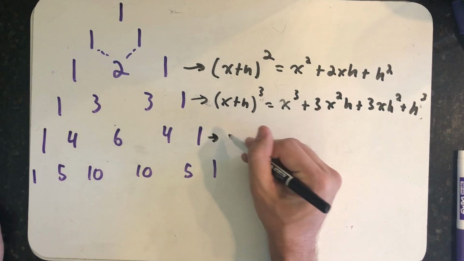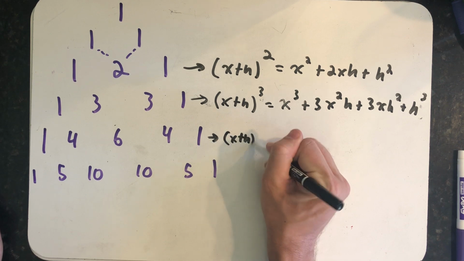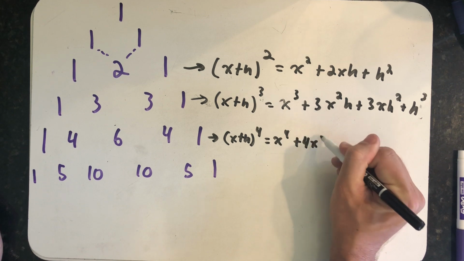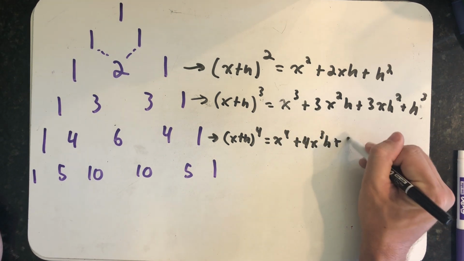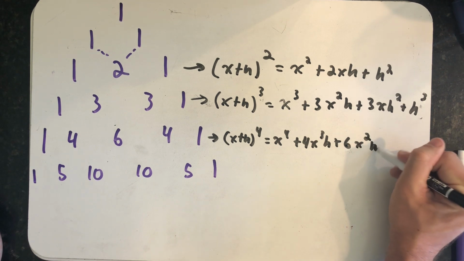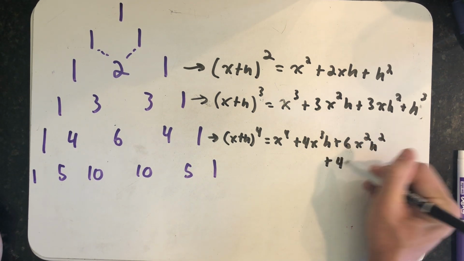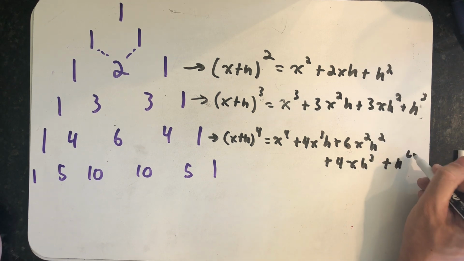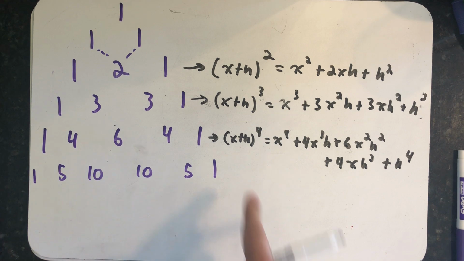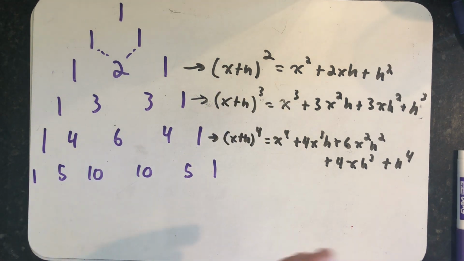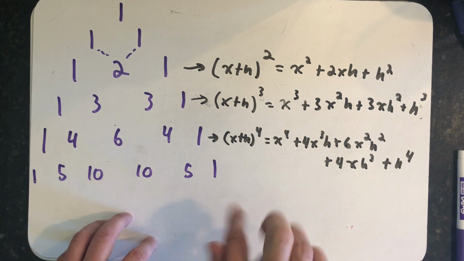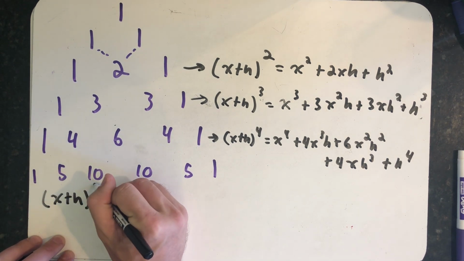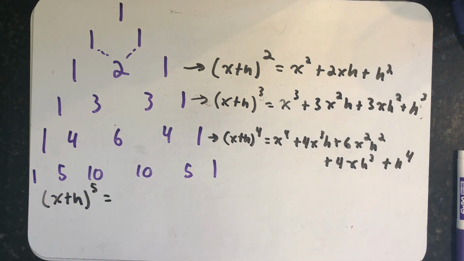All right, so let's do x plus h to the fourth. And that's going to be an x to the fourth plus 4x cubed h plus 6x squared h squared plus 4xh cubed plus h to the fourth. All right. These are the ones I needed for the problems on that other board, but I'd like you to pause the video. And just for fun, use Pascal's triangle to find x plus h to the fifth.